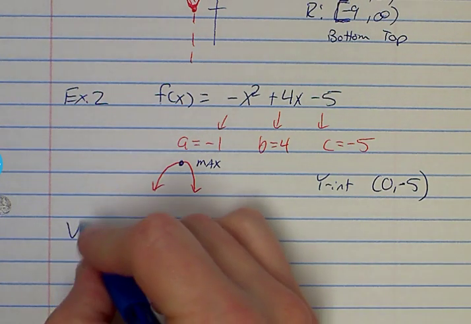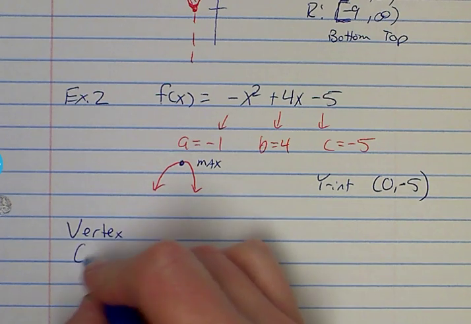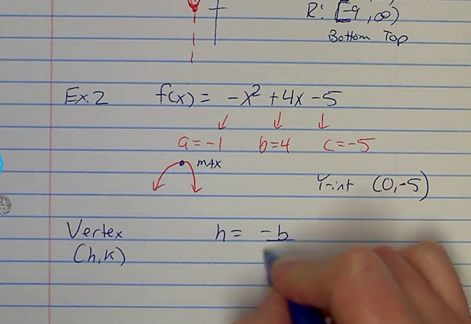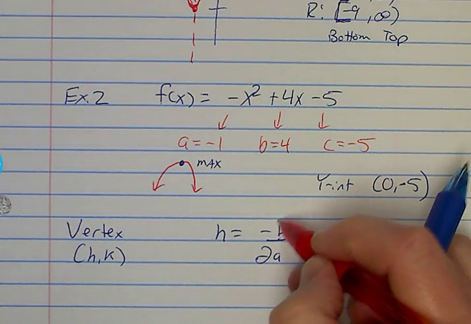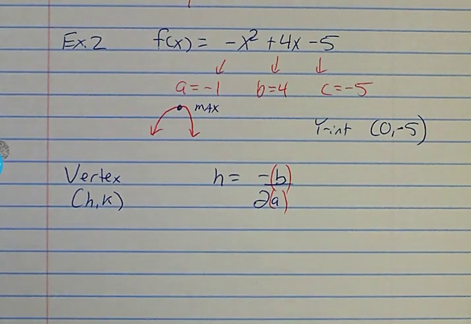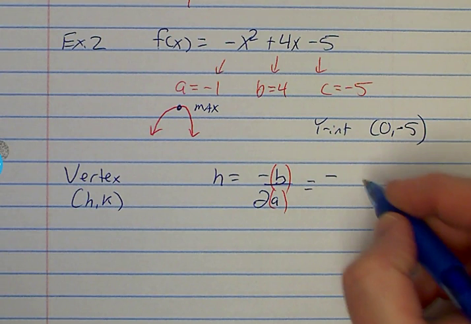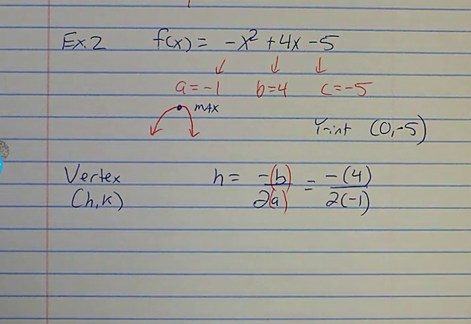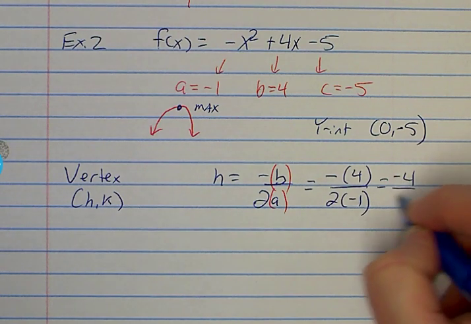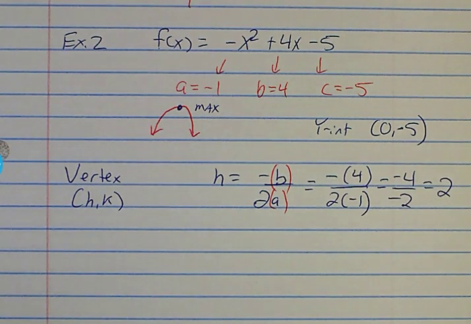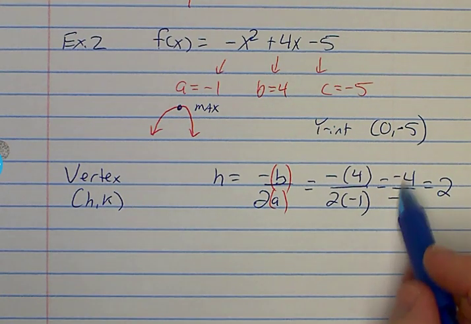Okay, so here we have to do all the work. To get the vertex, which is the h and the k, the h is negative b over 2a, and again, just to be on the safe side, we're going to put the b and the a in parentheses. That is minus 4 over 2 times negative 1. So that's negative 4 over negative 2. So for this one, the h is not negative 2, this time it's a positive 2, because those two negatives will cancel out to make a positive.